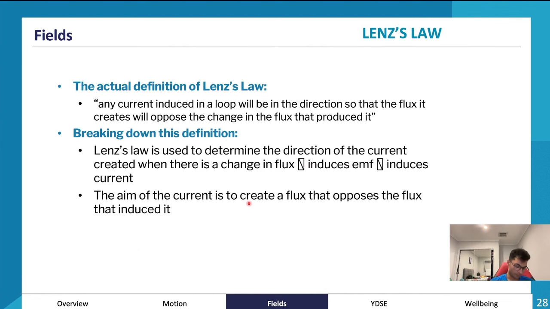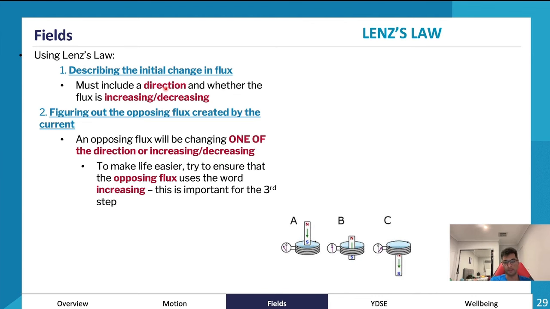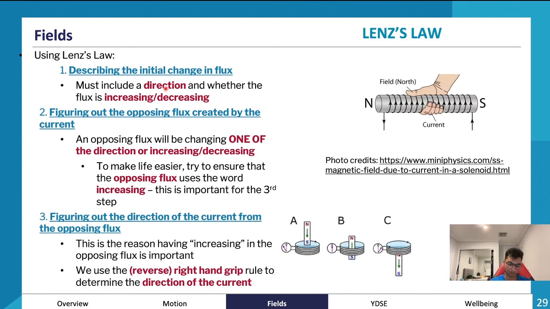Cool. So Lenz's law. Lenz's law is admittedly one of the more confusing ones. The definition of Lenz's law is that any current induced in a loop will be in such a direction that the magnetic field created will oppose the change in flux. It's a bit of a mouthful, but how can we actually make sense of this?